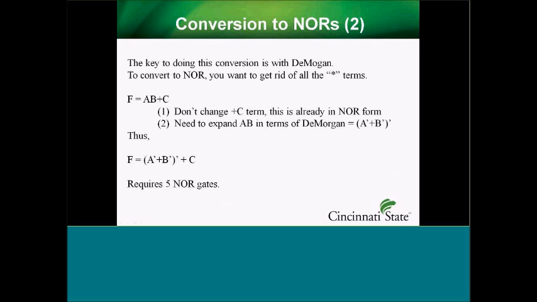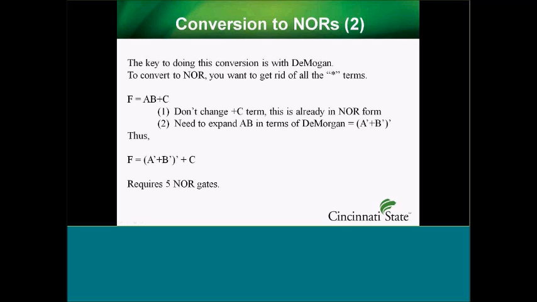Converting it to NORs is also again done with De Morgan. Except here, instead of getting rid of all those pluses, you want to get rid of all the multiplication terms, or all the AND terms. So you don't want to change the plus C in this AB or C. It's just an OR, which is a NOR plus an inverter, which you can make. You need to expand the AB so that it looks more OR-like. So it's A prime or B prime, prime, or C.